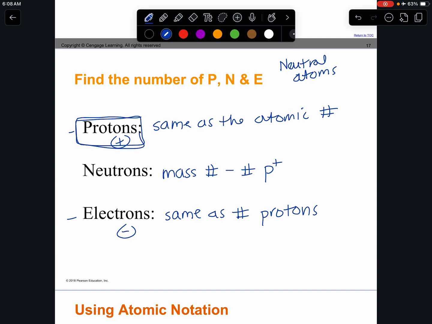Now, protons will never change, okay? It doesn't matter what form of carbon or aluminum or sodium we have, the protons never change, okay? They are the identity of the atom. Now, neutrons, we're going to learn, will change. Electrons will change, but protons don't. This is the identity of the atom. If you have the number of protons, you have the atomic number, you know what the atom is, okay?